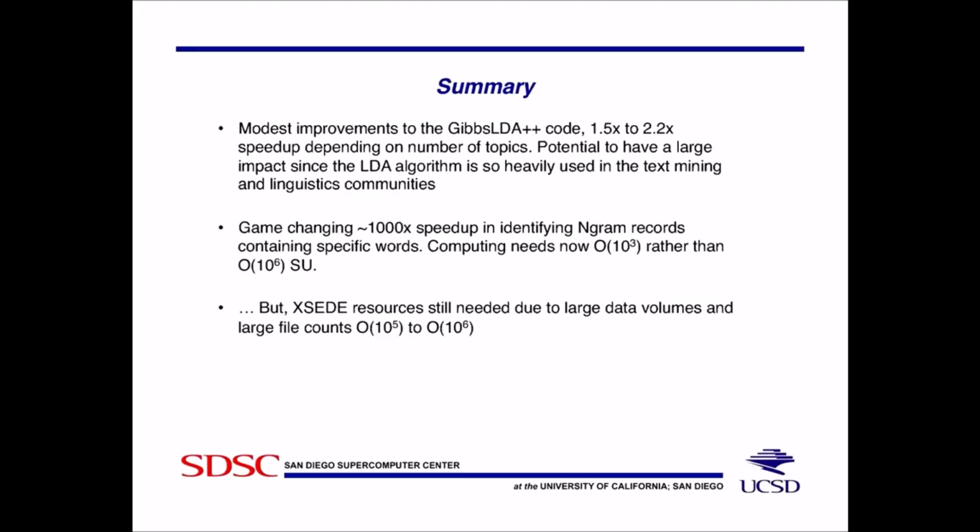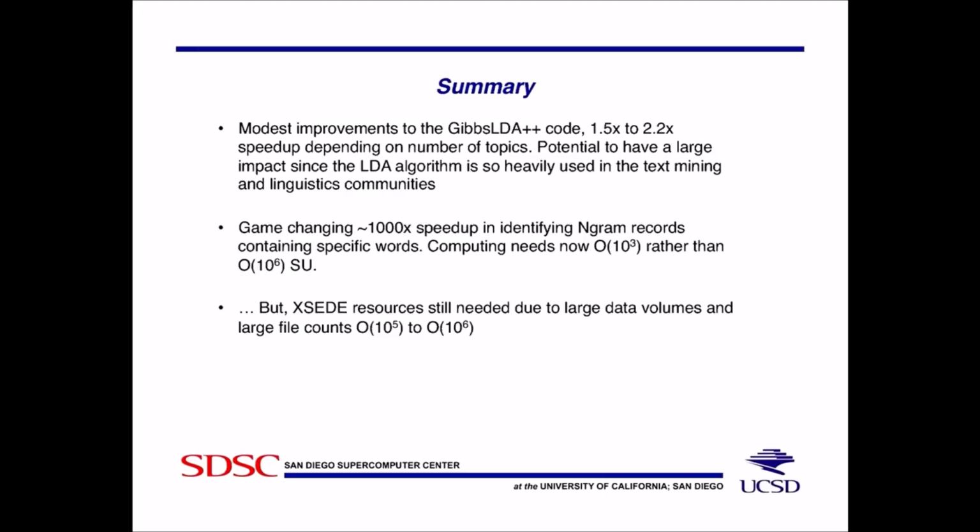So in summary, we were able to get modest improvements to the Gibbs LDA++ code, about 1.5 to 2.2x speedup, depending on the number of topics being searched for. Even though this is a fairly modest improvement, it still has the potential to have a very large impact since the LDA algorithm is so heavily used. For their particular problem, I think it was a game changer. We gave them a better than 1,000x speedup in identifying n-gram records containing specific words.